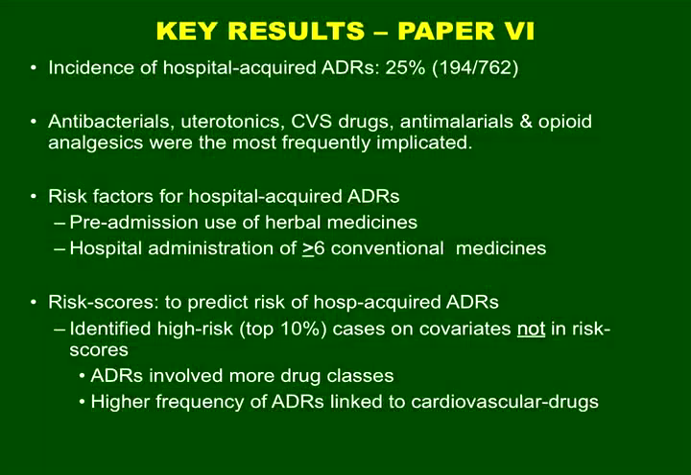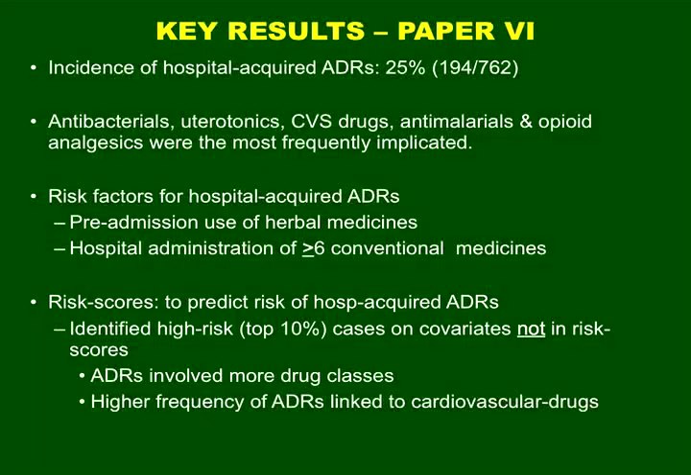Interesting, though, was that none of these ADRs was fatal. Antibiotics led this pack, followed by uterotonics, cardiovascular drugs, antimalarials, and opioid analgesics. The pre-admission use of herbal medicines and use of 6 or more conventional medicines precipitated the occurrence of these ADRs.